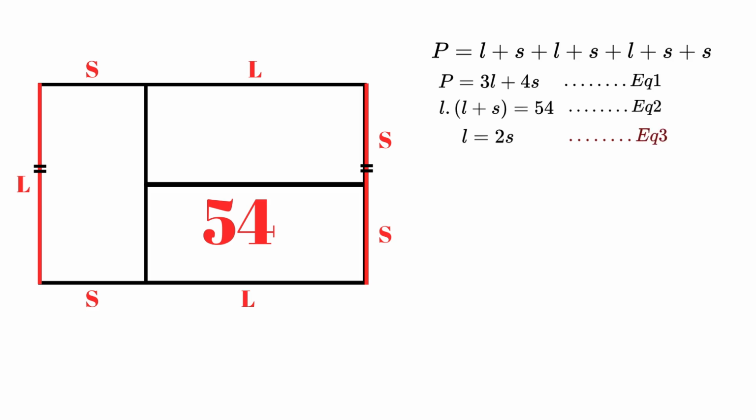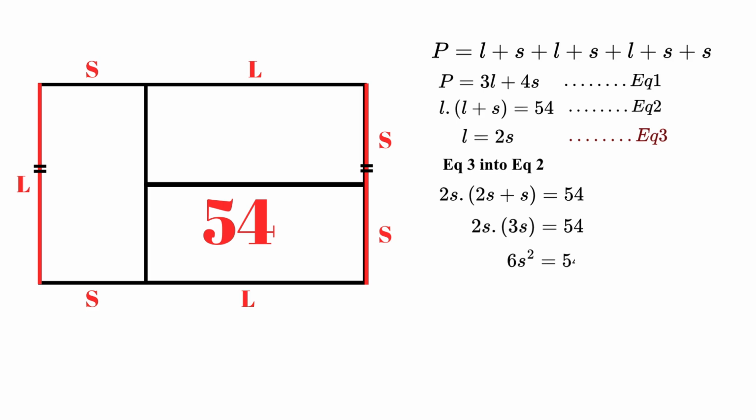Now, let's substitute equation 3 into equation 2. So, everywhere we see L, we replace it with 2S. So equation 2 becomes 2S times (S plus 2S) equals 54. Now, let's simplify this. This becomes 2S times 3S equals 54. This becomes 6S squared equals 54.